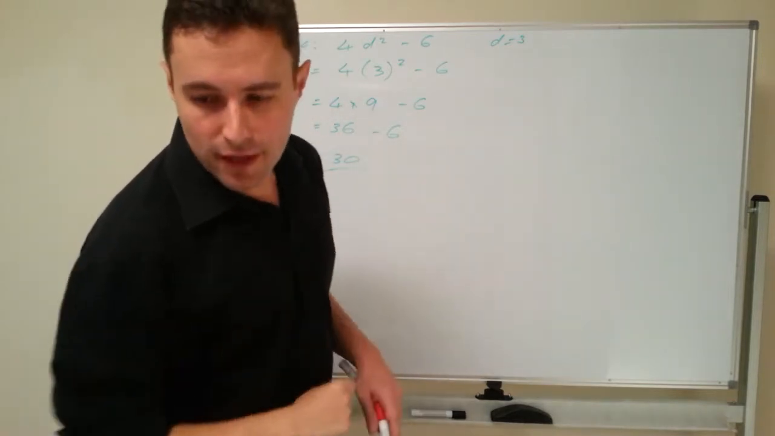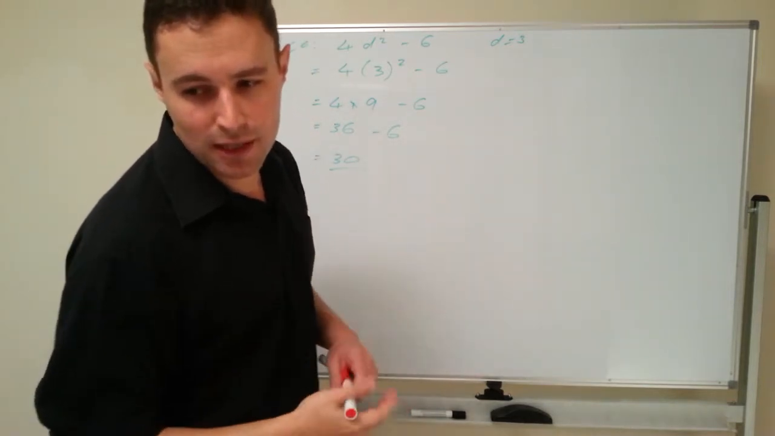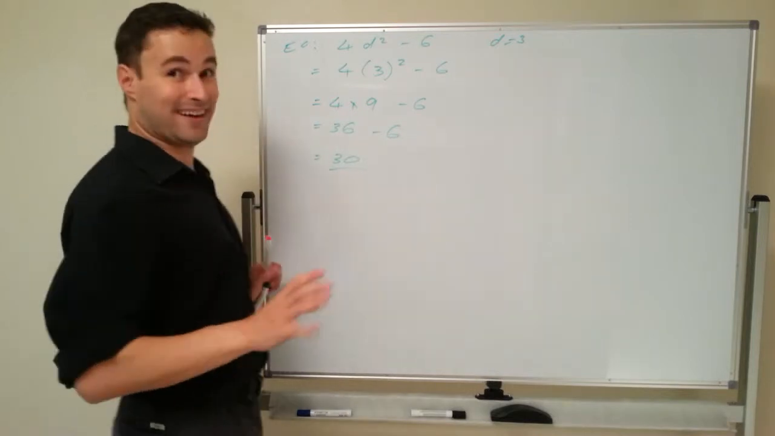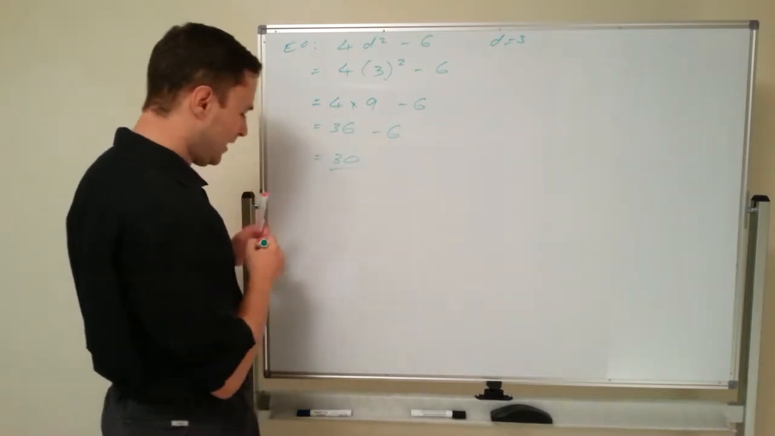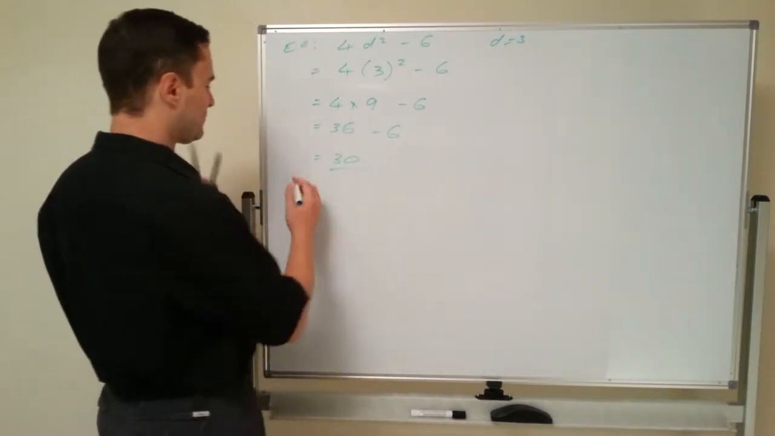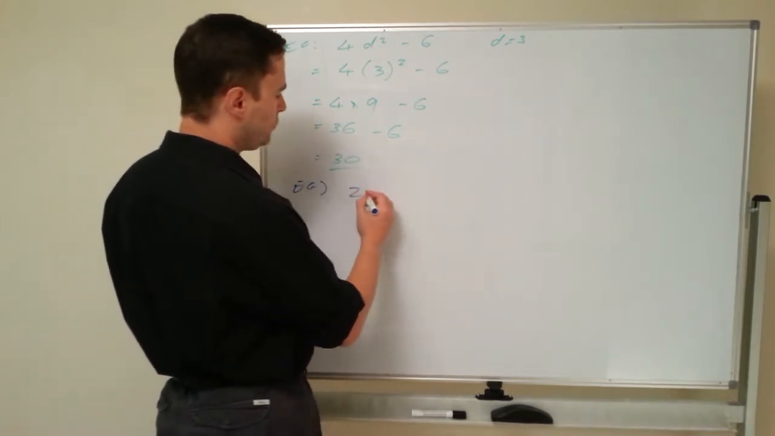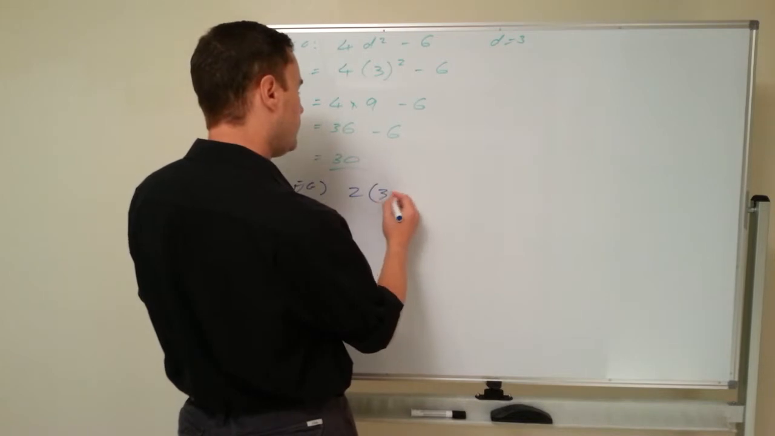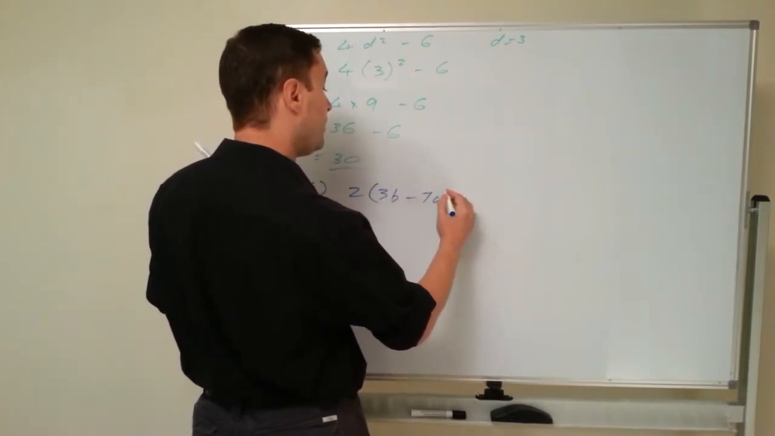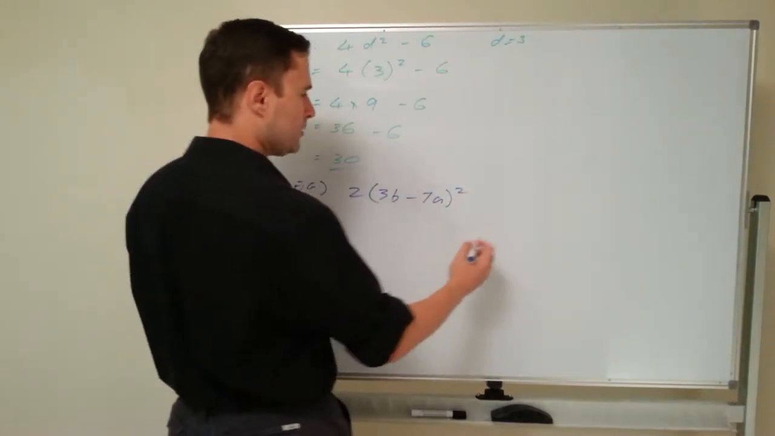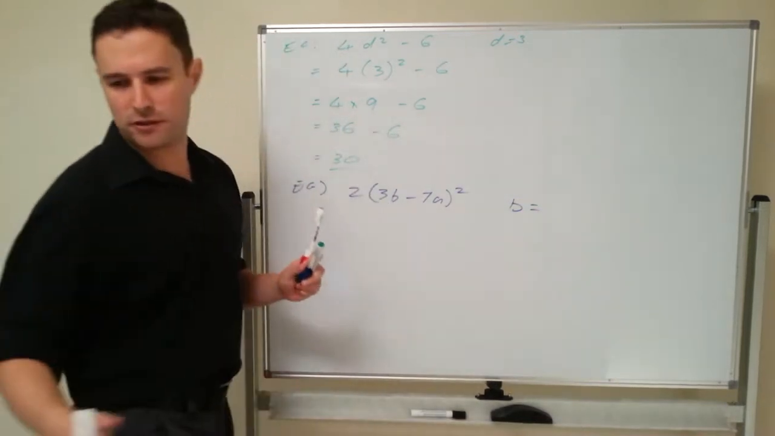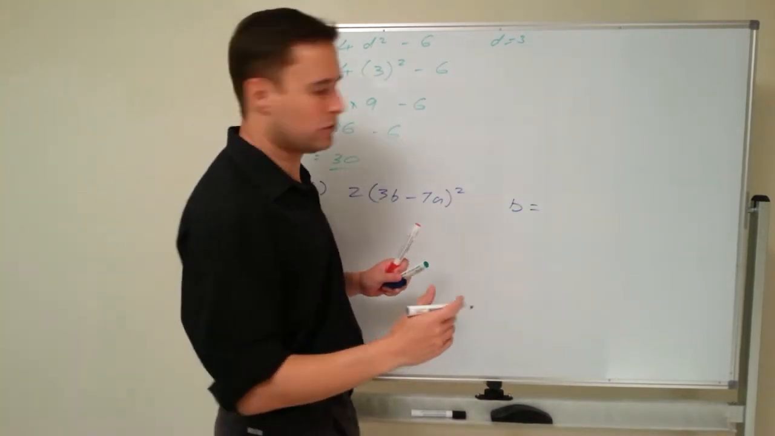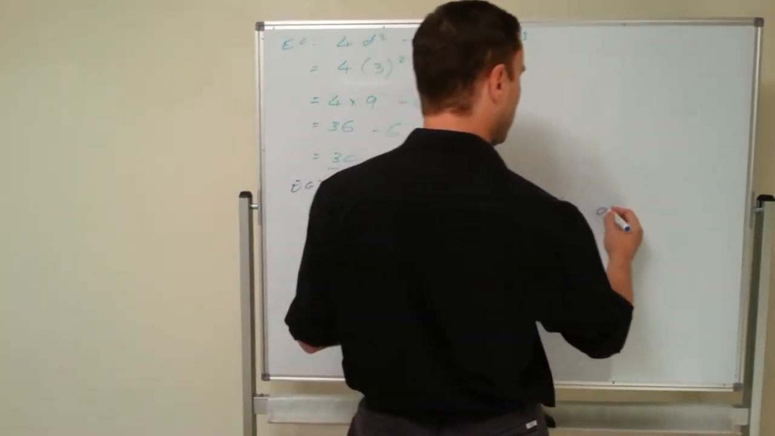Alright. And then last one, 2 brackets 3b minus 7a all squared. Alright, so last example: 2 brackets 3b minus 7a all squared. And we want b equals 6 and a equals 2.